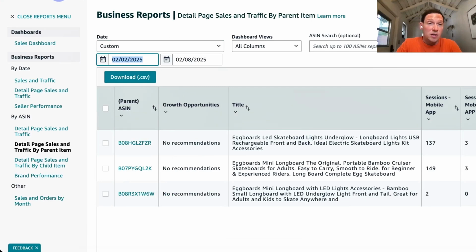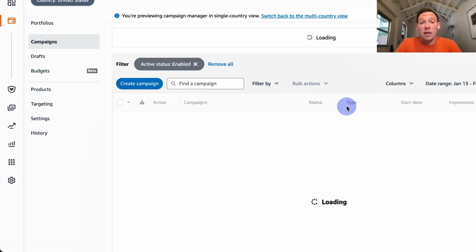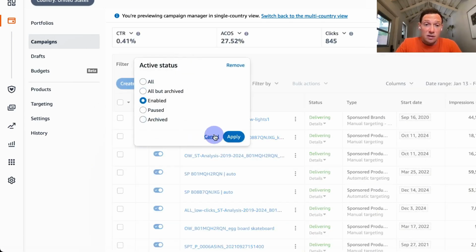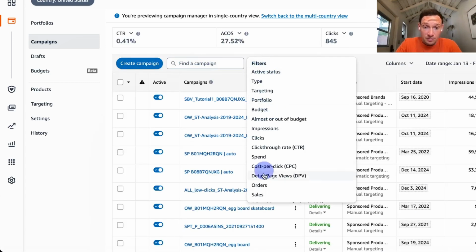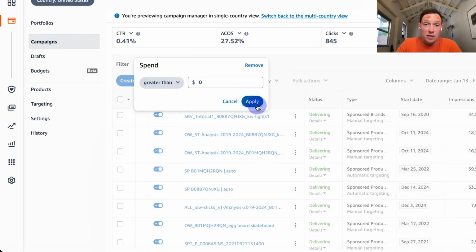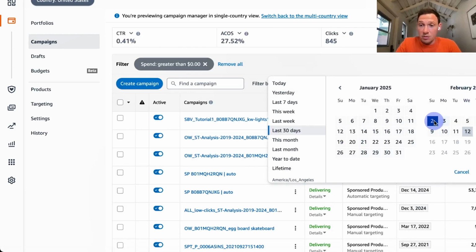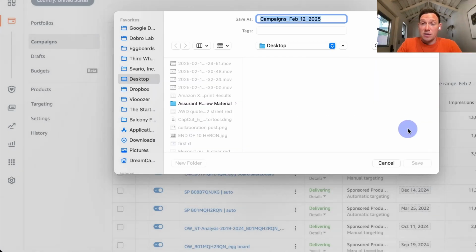So we go back to Seller Central, we go to Campaign Manager, and we want a filter for any campaign that had spend. So instead of active status, we're going to remove this and use a different filter, which is spend greater than 0. This is perfect. The date range needs to be the same. So we're doing from February 2 to February 8, and we export as it is.